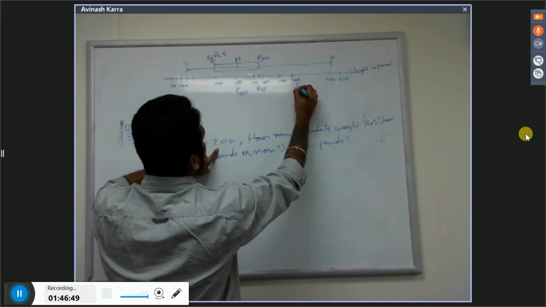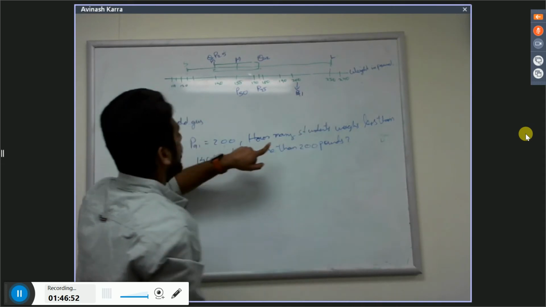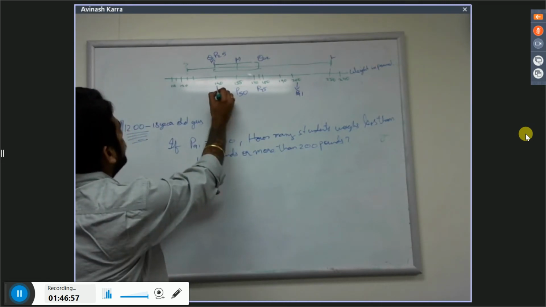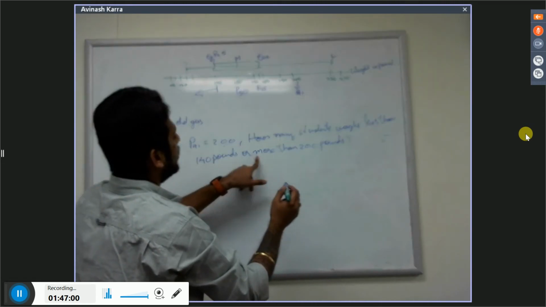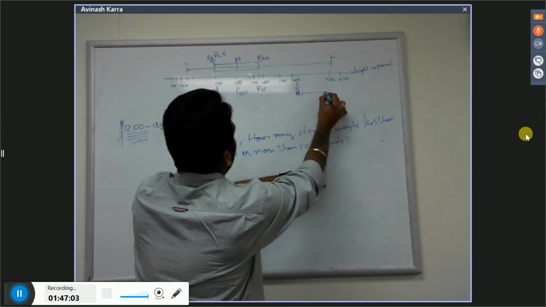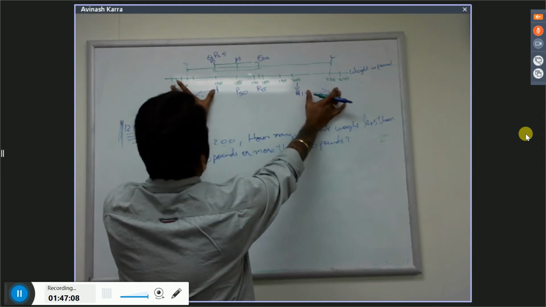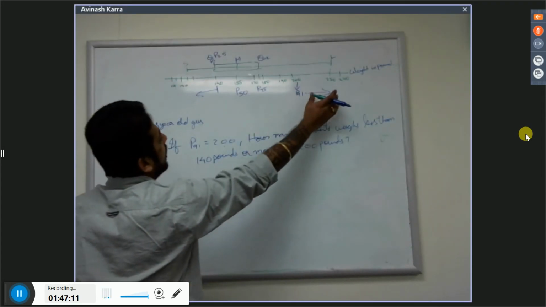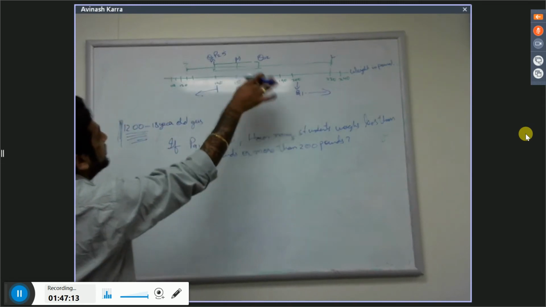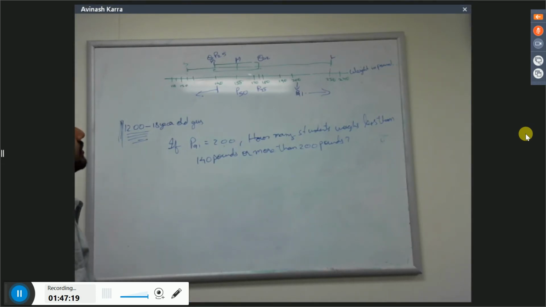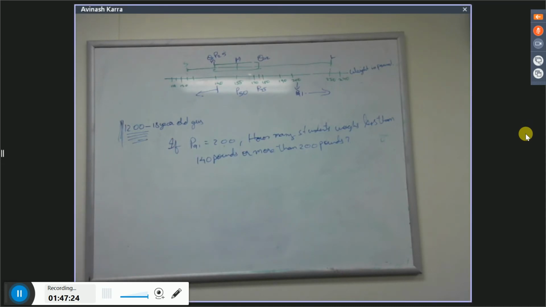So now what he asked, if P91 is equal to 200, this is P91. How many of the students weighs less than 140 pounds or more than 200 pounds? He's asking this value. Yes? How will we find this value using the given information? Any idea? I mean, use some logic.